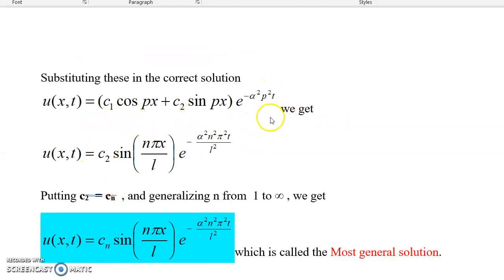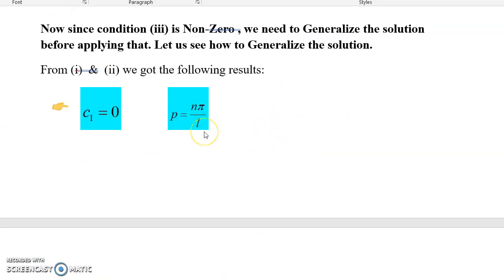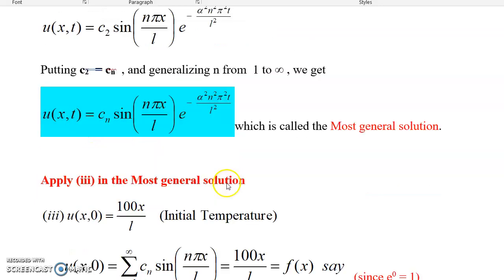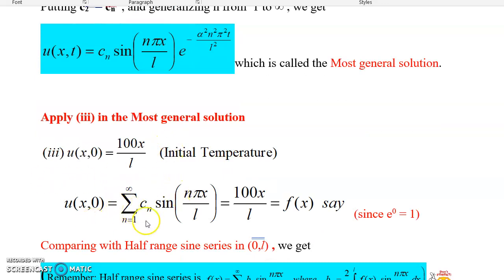This is the correct solution. Put C1 as 0 and P equals n pi by L. If you put these, you will get it like this. Here, write this constant generally as Cn and allow n from 1 to infinity. So you have U of x comma t is Cn sin n pi x by L, and we have to put sigma n equal to 1 to infinity.